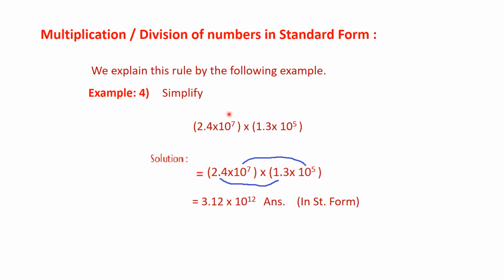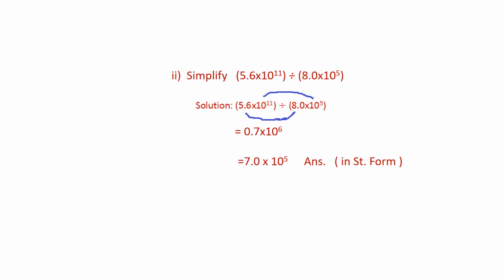We can directly multiply this number to this part of the number and this number with 10 powers with this part of the number. I have shown this multiplication by lines. 2.4 will be multiplied by 1.3, getting this answer, and 10 power 7 into 10 power 5, powers will be added simply and directly we get this answer. Now this part of the number is already complete in standard form, so this is your final answer.